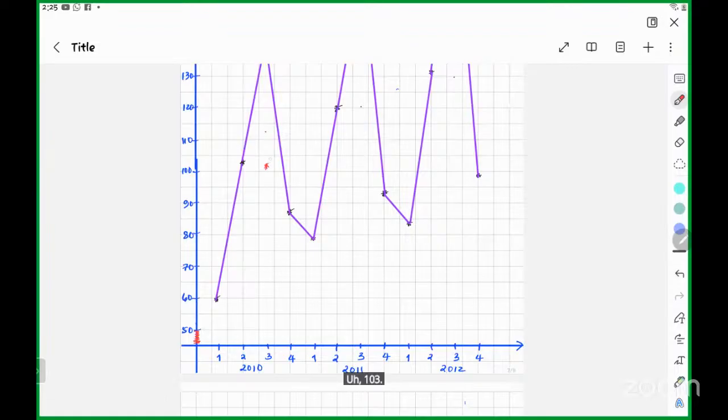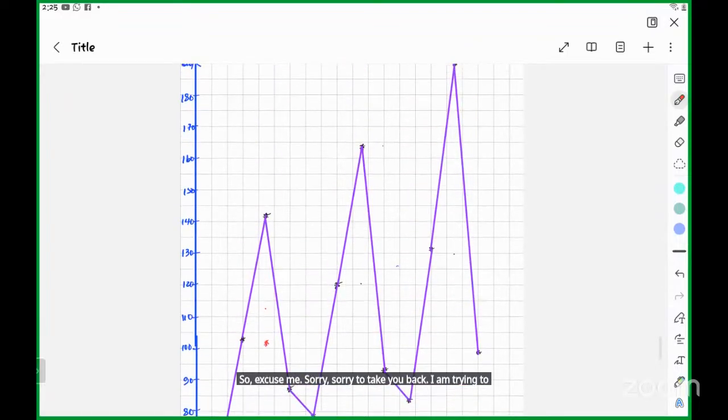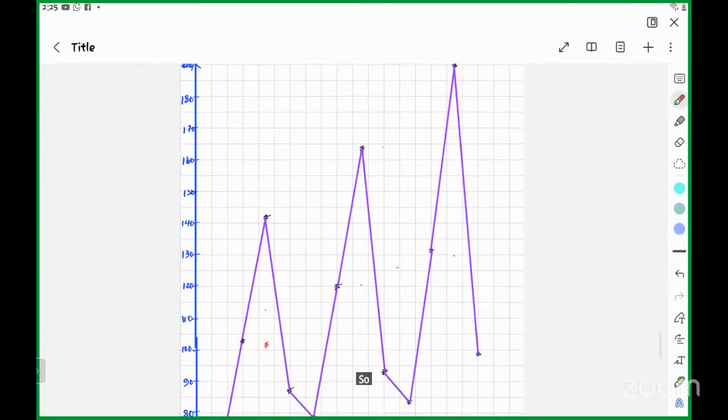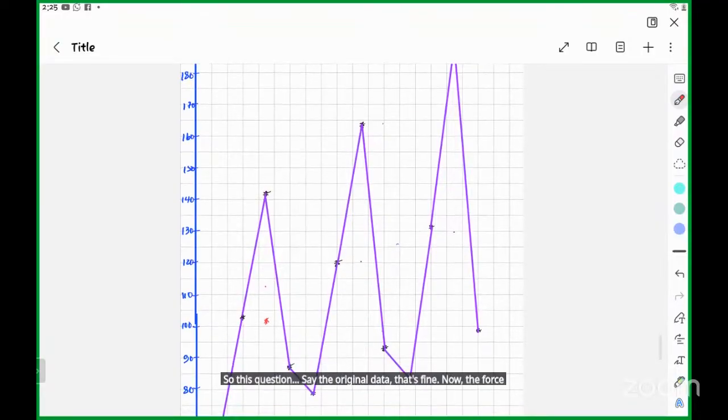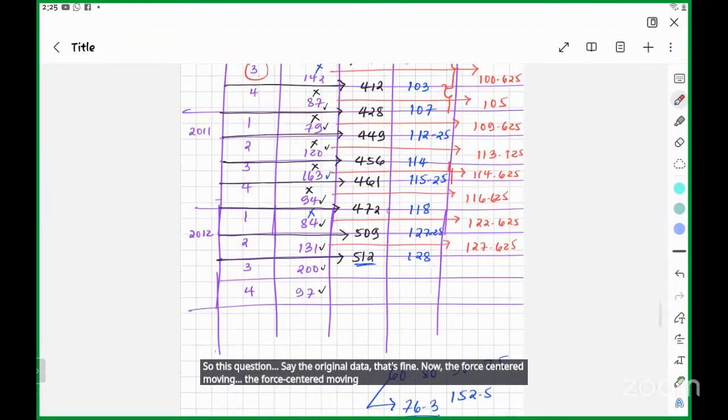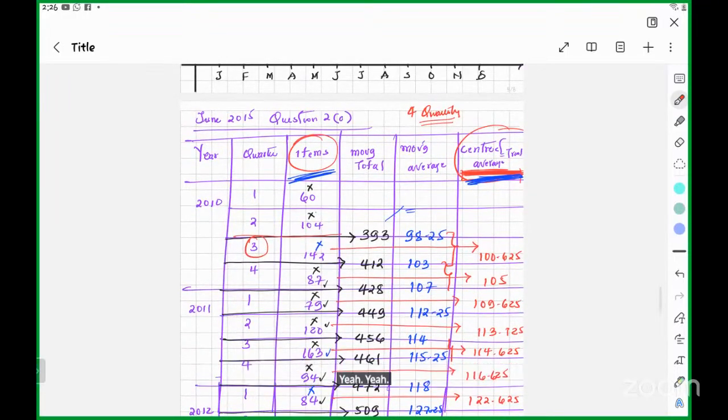Sir, excuse me. Yes, please. Sorry, take you back. I am trying to appreciate this. So this question said original data, that's fine. Now the four-centered moving averages. My confusion is in the two: four-centered moving averages and then centered values or trends.